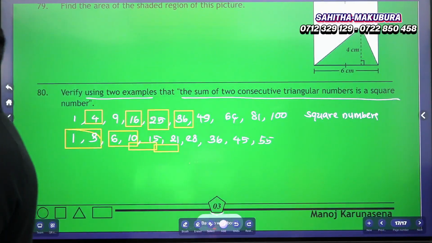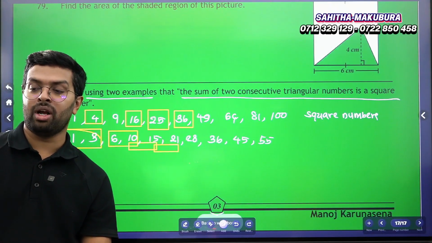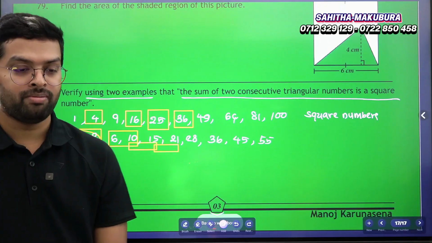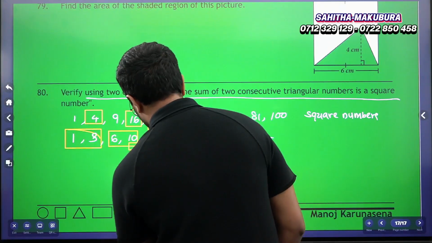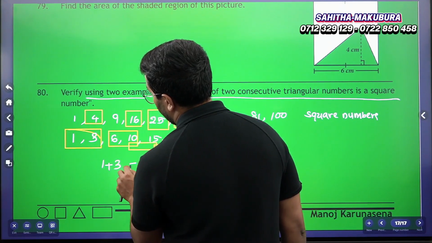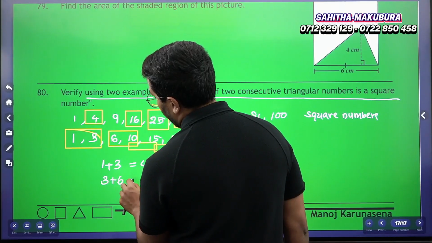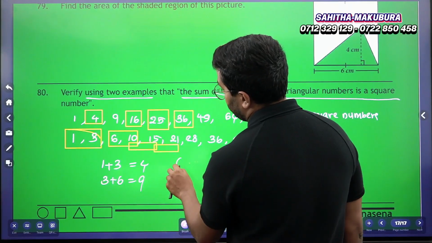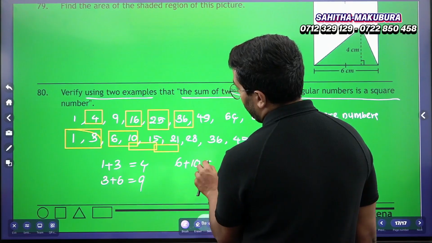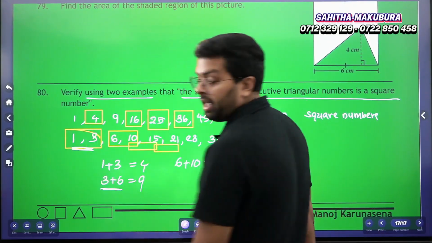Verifying with two examples that the sum of two consecutive triangular numbers is a square number. 1 plus 3 equals 4. 3 plus 6 equals 9. 6 plus 10 equals 16. Consecutive means the ones next to each other.